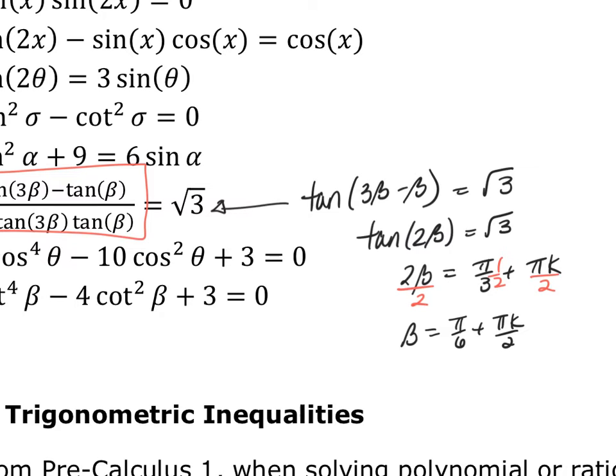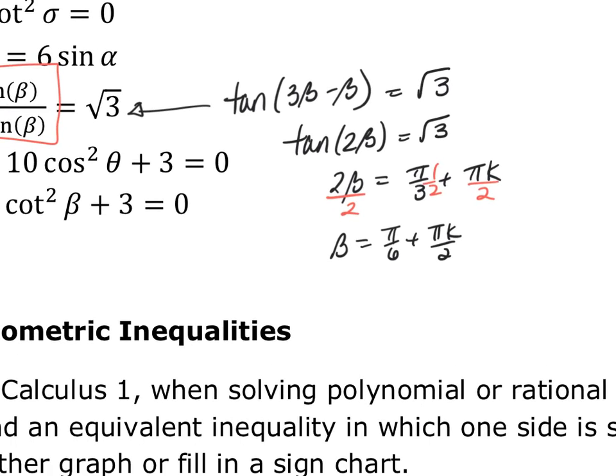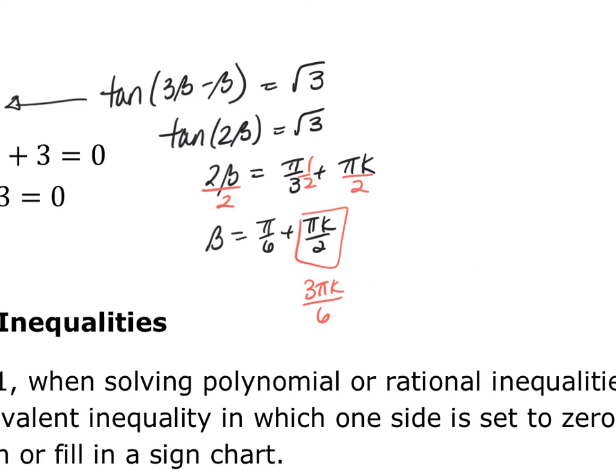I'm going to get the denominator the same, first of all, before I start putting in values for k, so it makes my addition of fractions easier. So I'm just going to take that pi k over 2 and make it equivalent to 3 pi k over 6. That allows me to make my additions fairly quickly. So where I am right now is I am at beta is equal to pi over 6 plus 3 pi k over 6. So beta is equal to, k equals 0.